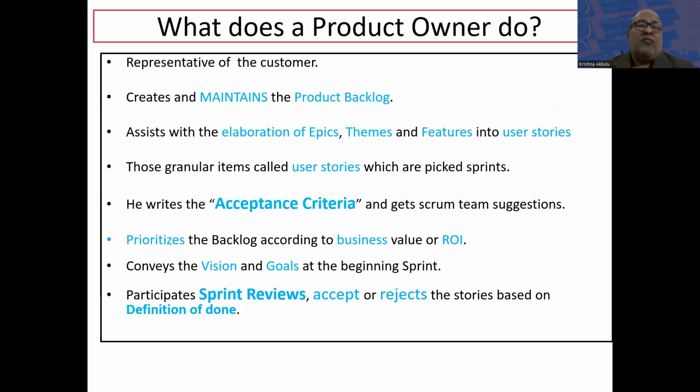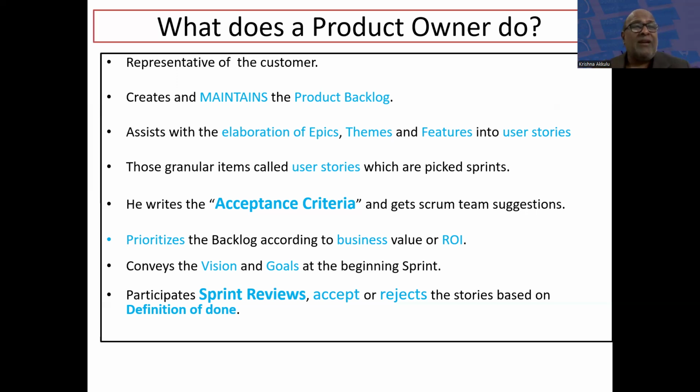These are very powerful things. These user stories are used in sprints, and the team builds potentially shippable code. So the granular items called user stories are picked by the Scrum team in sprints, right? Now we are, to some extent, clear what is an epic, what is a theme or feature, and what is a user story. When the team picks a user story, is it sufficient for the team to build the software?